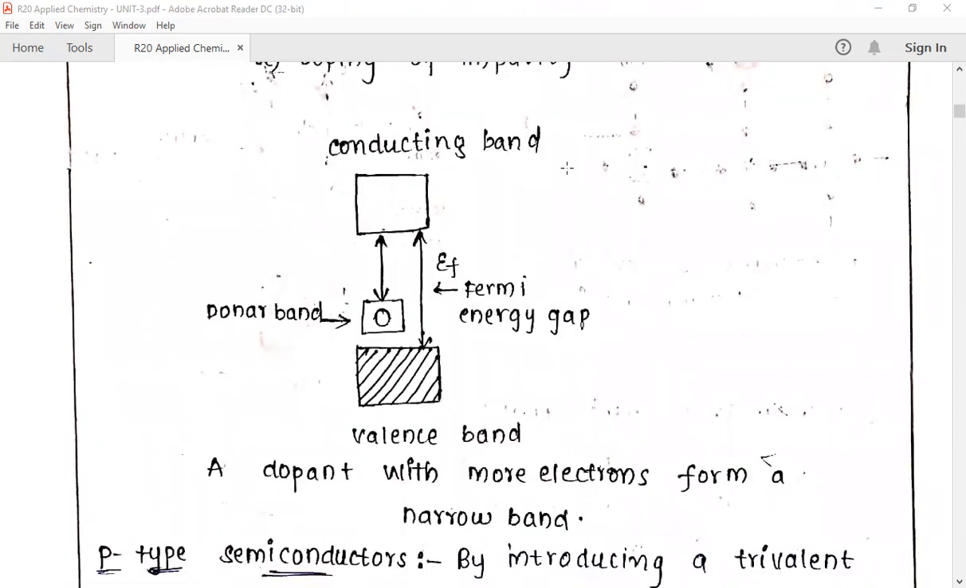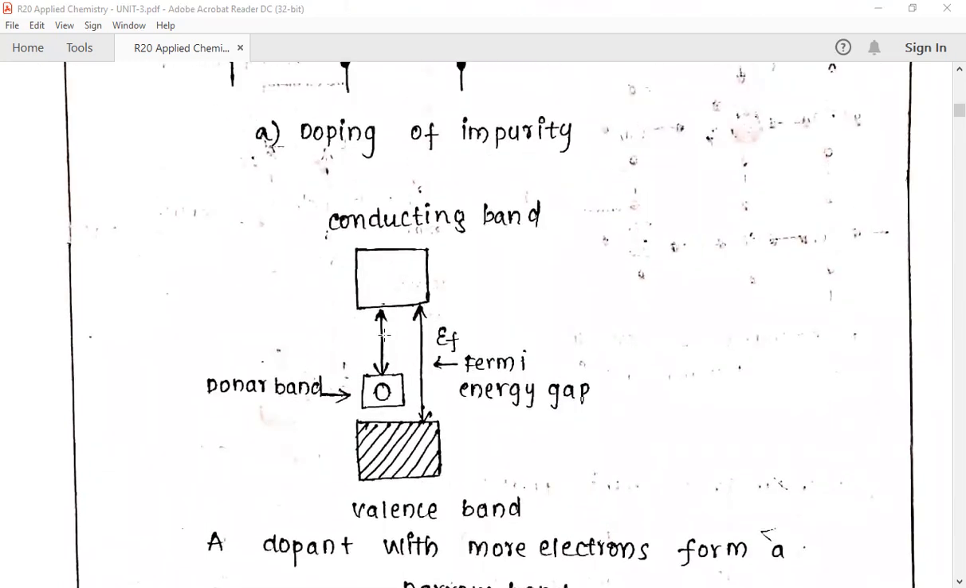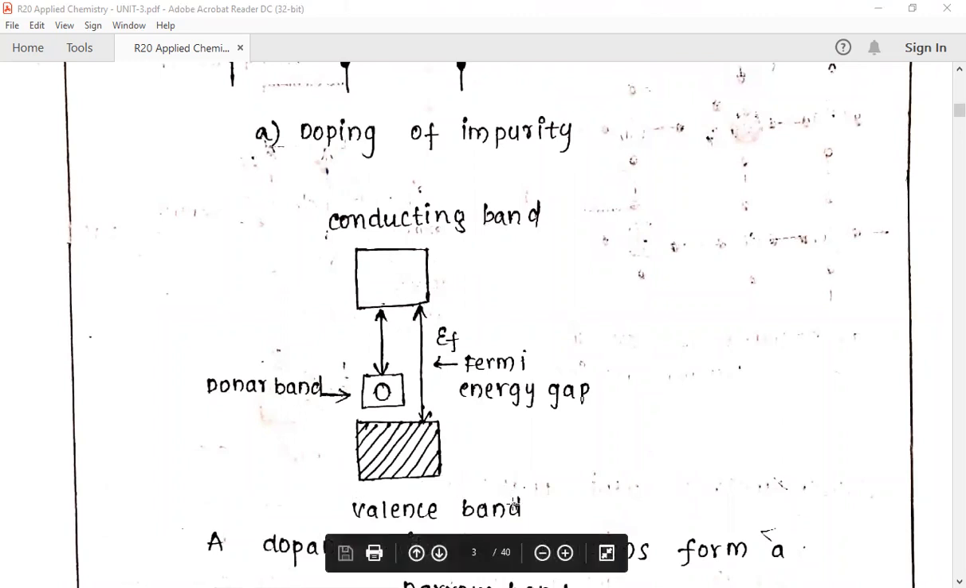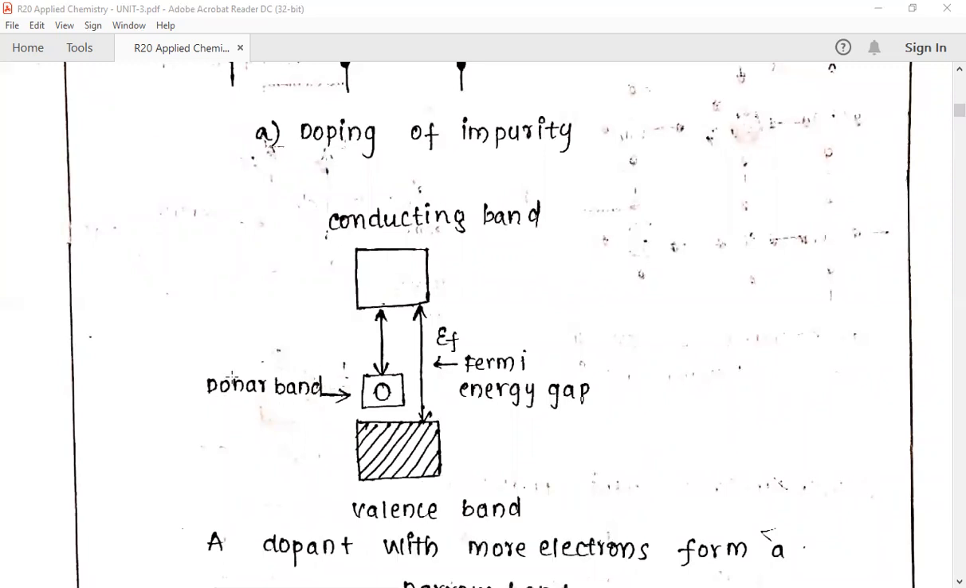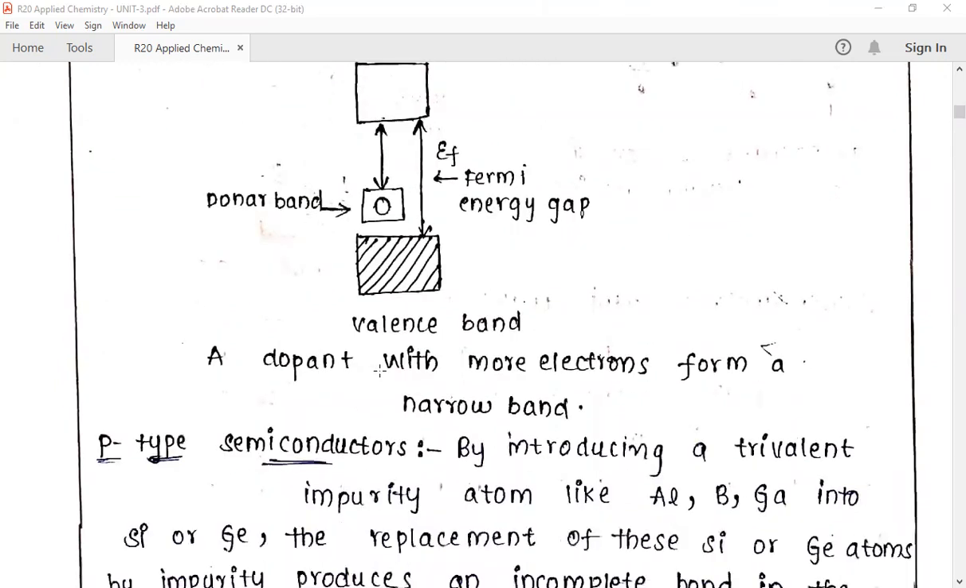So this is doping of impurity. This is the valence band and this is the conduction band. This is the donor band. That means the surplus electron that is wandering jumps from the valence band to the conduction band. And the dopant with more electrons forms a narrow band.